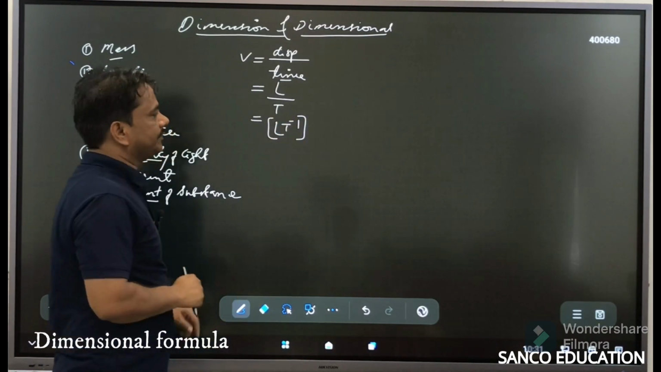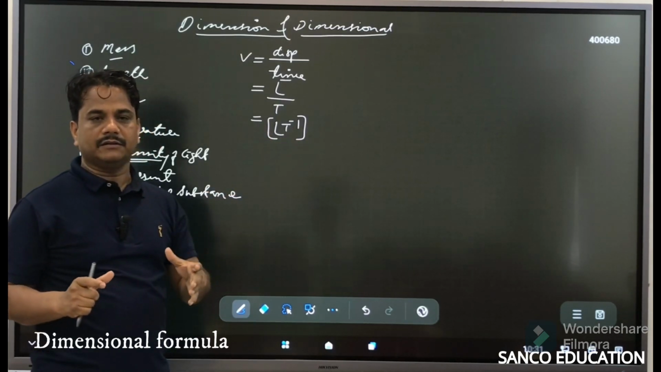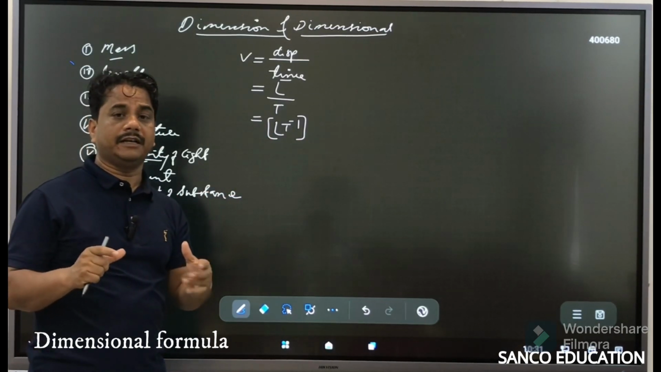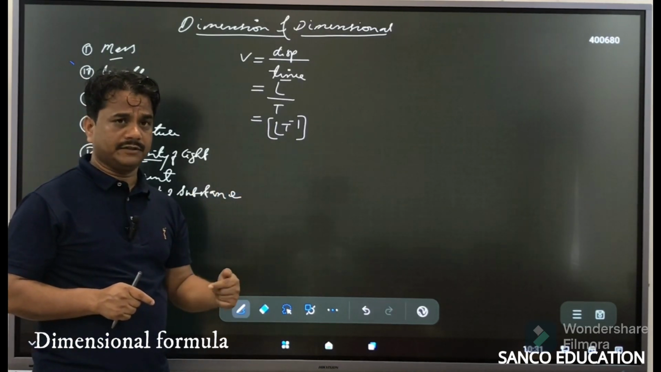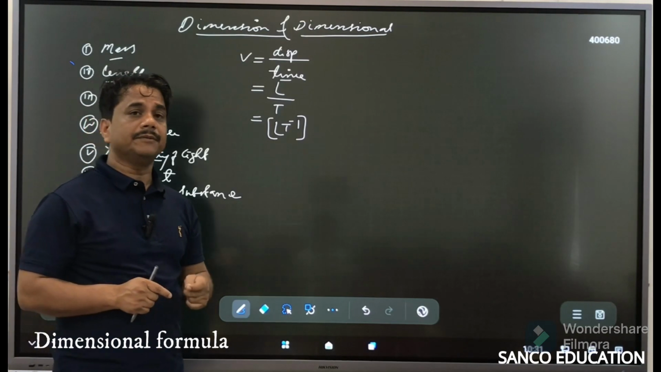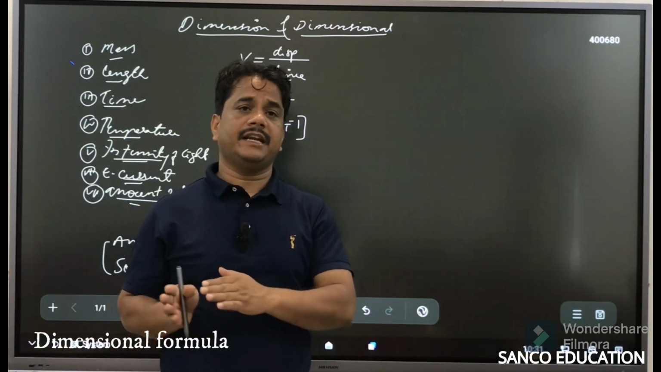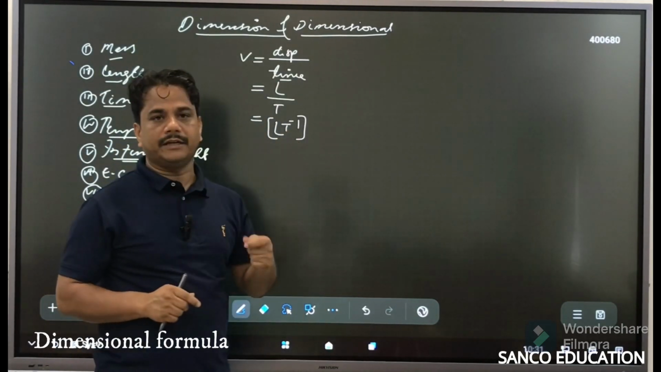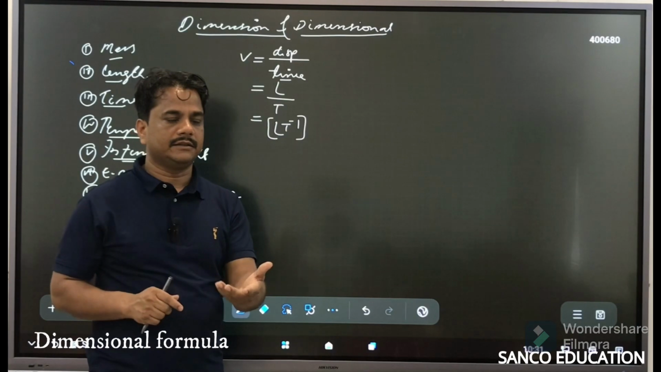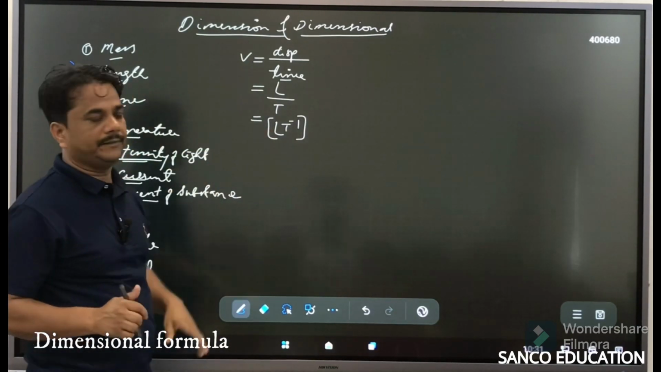So the expression LT minus 1, involving L and T, is called the dimensional formula. A formula that uses the dimensions, and what is the dimension? Fundamental quantity. Any derived quantity that uses the fundamental quantities, this is called the dimensional formula. So here is the dimensional formula of the velocity.